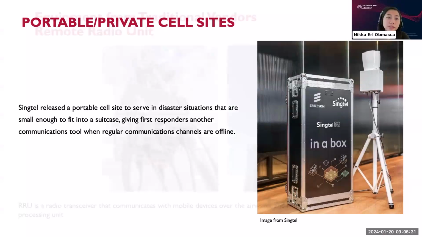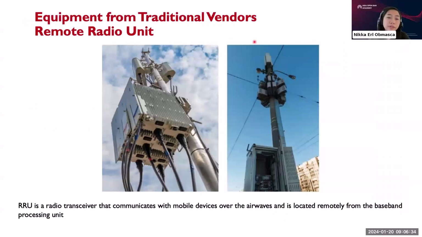Equipment from traditional vendors, remote radio units. This RRU is a radio transceiver that communicates with mobile devices over the airwaves and is located remotely from the baseband processing unit. So there are different RRUs. It depends on the technology that we're using. This RRU is a radio transceiver, so it communicates with mobile devices over the airwaves and is located remotely from the baseband processing unit.